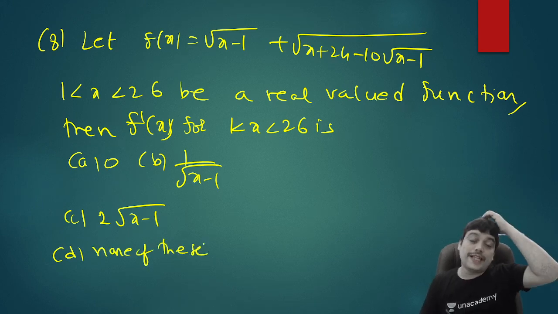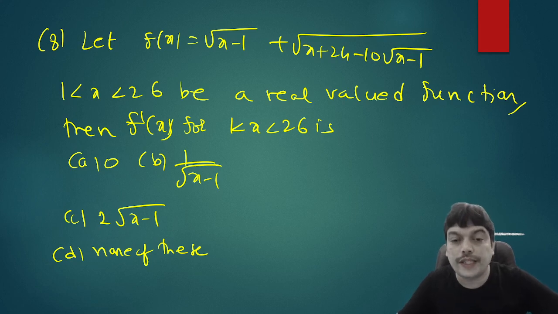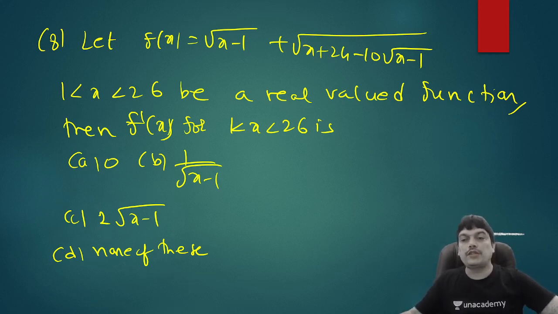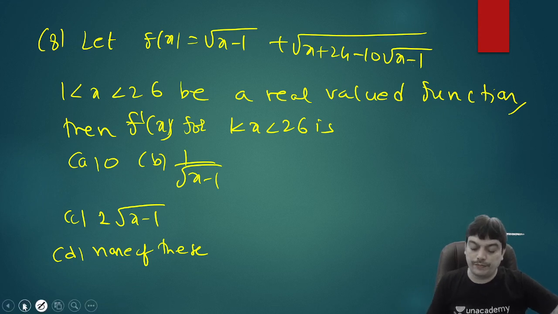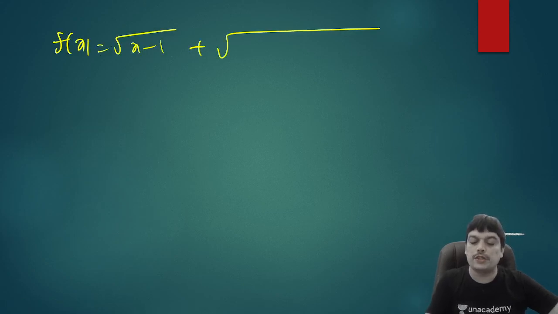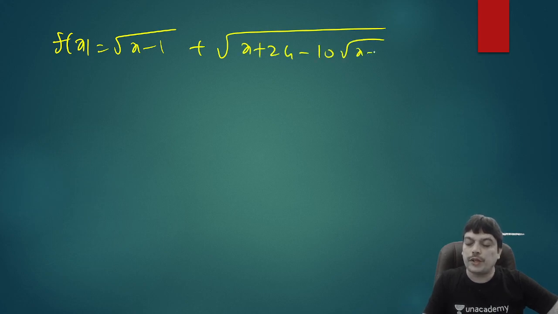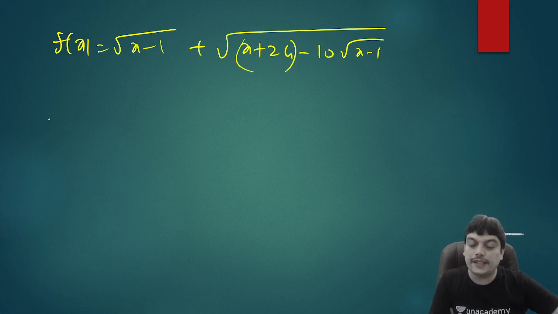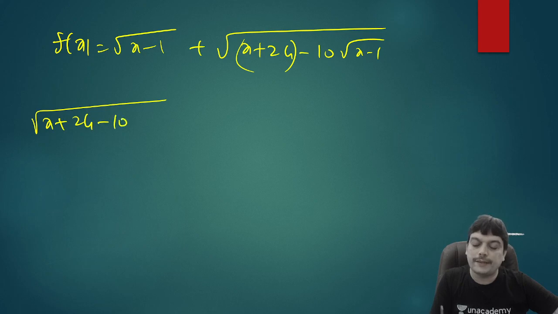If you are not careful about finding the square root properly, you will get a wrong answer here. So we should know how to find the square root of the second one. Before you solve that, we'll first find the square root. What is the function given? Root of x minus 1, I will not change this. The second one, I'll show you how to find the square root first. Whenever you want to find the square root of a term like this, I'll just calculate it separately. So square root of x plus 24 minus 10 root x minus 1.